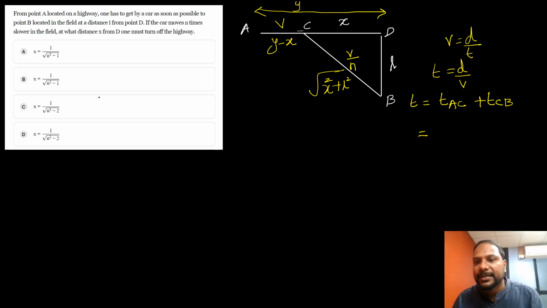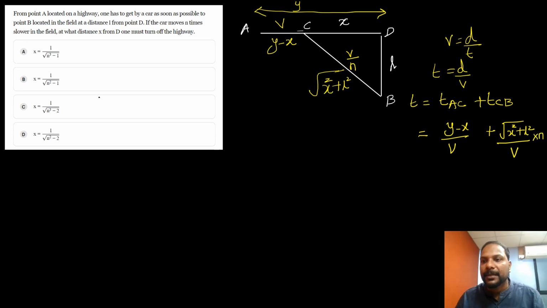So what's the distance of AC? That is y minus h. Okay, and the car is moving with the velocity v. Plus t_CB, the distance along CB, we find out by Pythagoras theorem, that is square root of h square plus L square, divided by the velocity, which is v by n. Clear? So I can put n in the numerator. This is my total time.